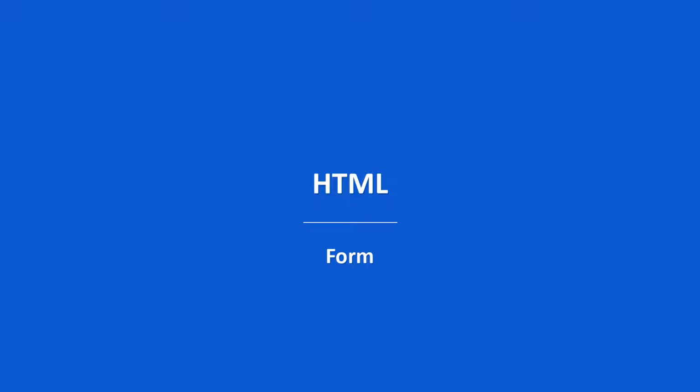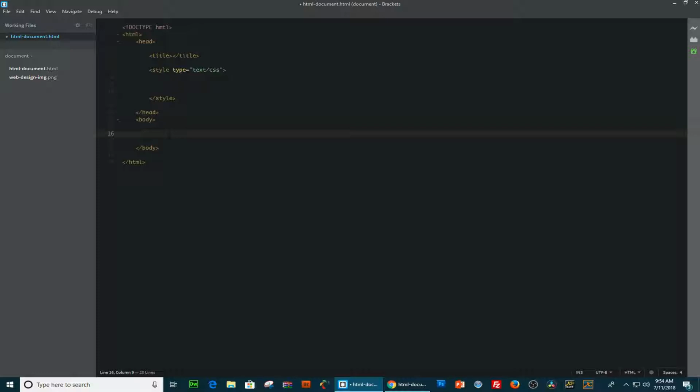In the previous lecture, we learned about block level and inline elements. In this lecture, we're going to learn about HTML forms. An HTML form collects data from each element's value attribute and submits it to a web server. It can also retrieve data from the web server as well.